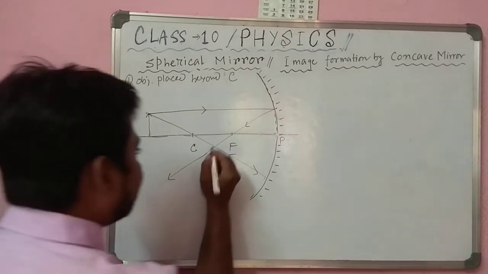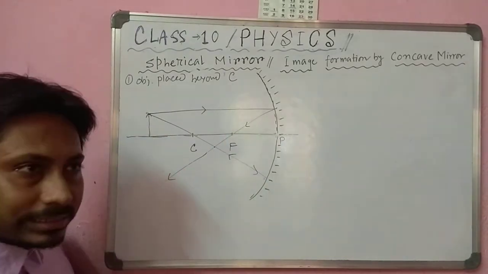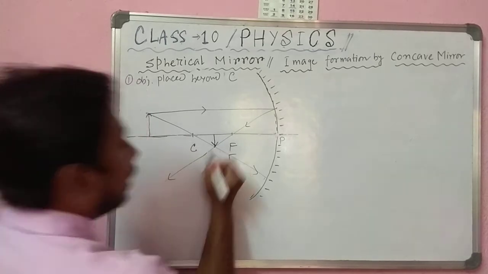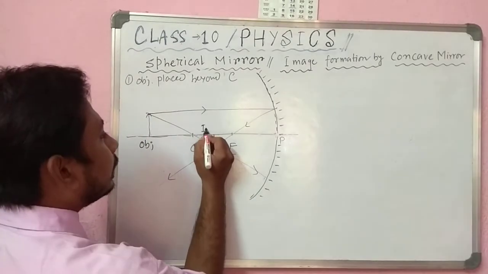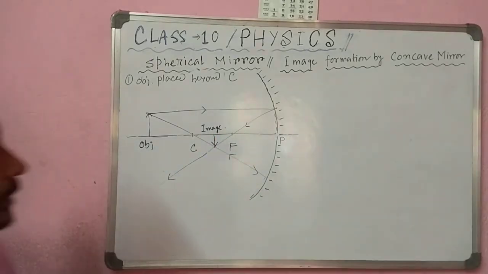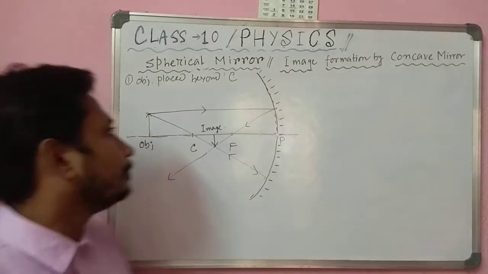Then you can see there is a point where the 2 lines intersect each other, and from that point you can draw the image. So this is the object and this is the image. This is the drawing where the object is placed beyond the center of curvature.